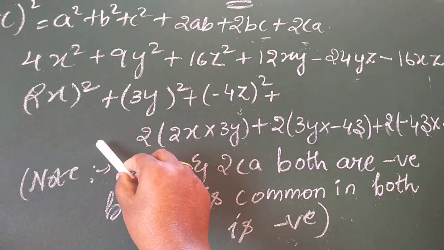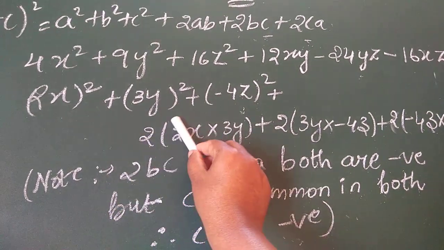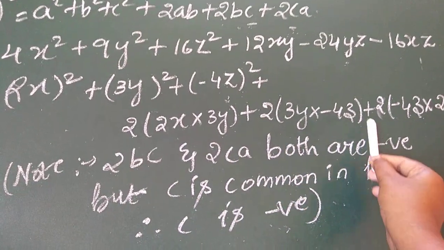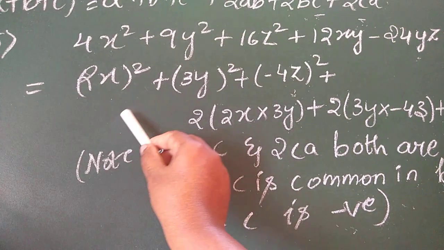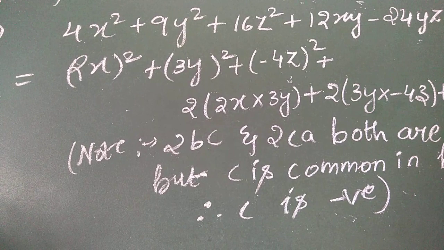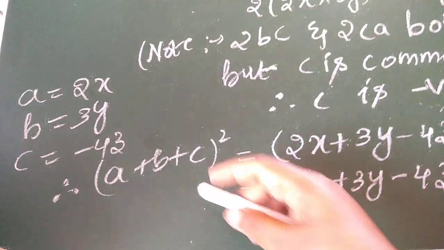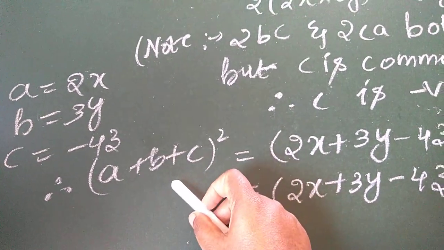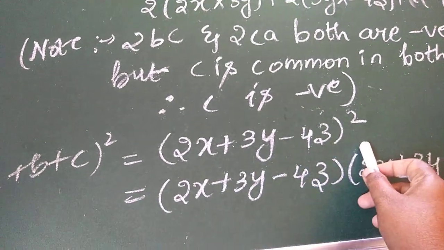Here I have matched to my given identity, that is a square + b square + c square + 2ab + 2bc + 2ca. Hence what will be my identity? a is 2x, b is 3y, c is minus 4z. Hence my identity will be (a + b + c) whole square. See children, I have written what is a, b and c. As our identity is (a + b + c) whole square, so (2x + 3y - 4z) whole square.